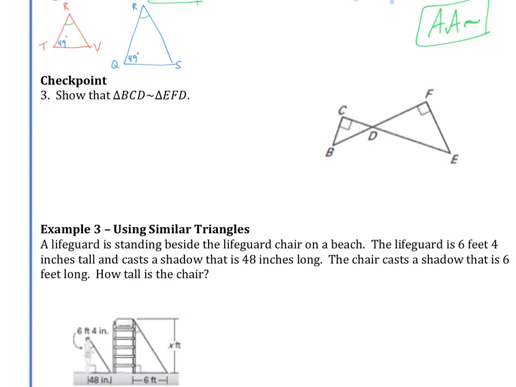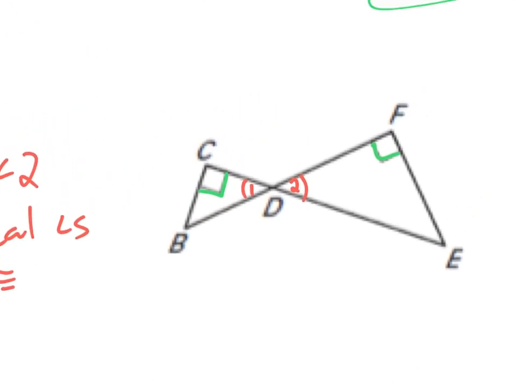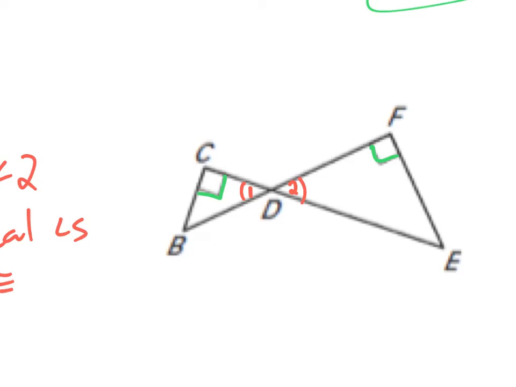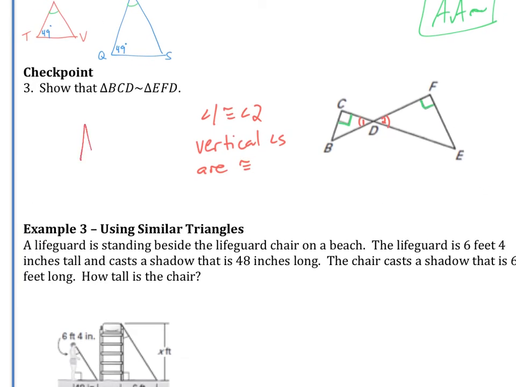And in the checkpoint it says, show that triangle BCD is similar to triangle EFD. So we have a right angle in each triangle, and then in this one, we change colors, we actually have these vertical angles. And I'll call that angle 1 and angle 2 again. So we would say angle 1 is congruent to angle 2 because vertical angles are congruent. So we have vertical angles again right here, angle 1 and angle 2. So these triangles are similar by angle-angle similarity.